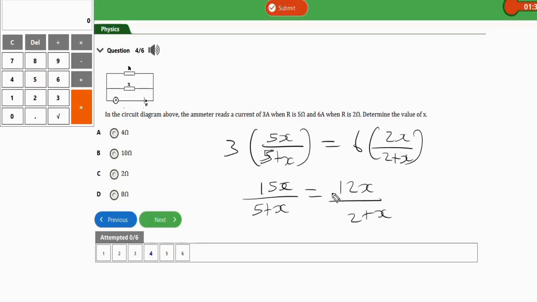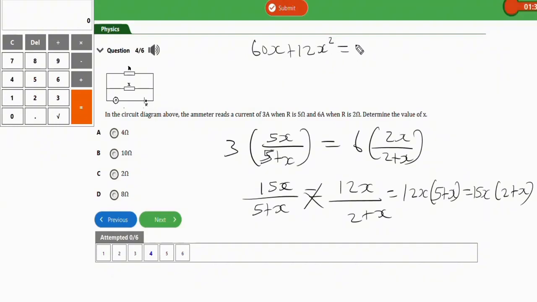Okay, so when you cross multiply, this is something as 12x in bracket 5 plus x equals 15x in bracket 2 plus x. So let's keep simplifying. We're going to have 12 times 5, we're going to have 60x plus 12x squared equals 30x plus 15x squared.